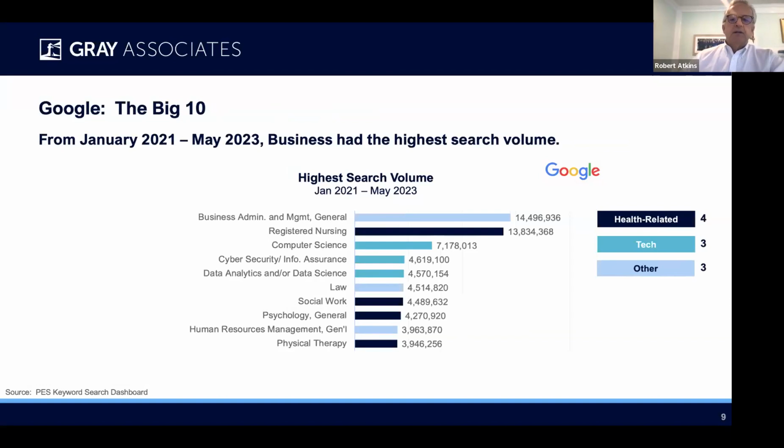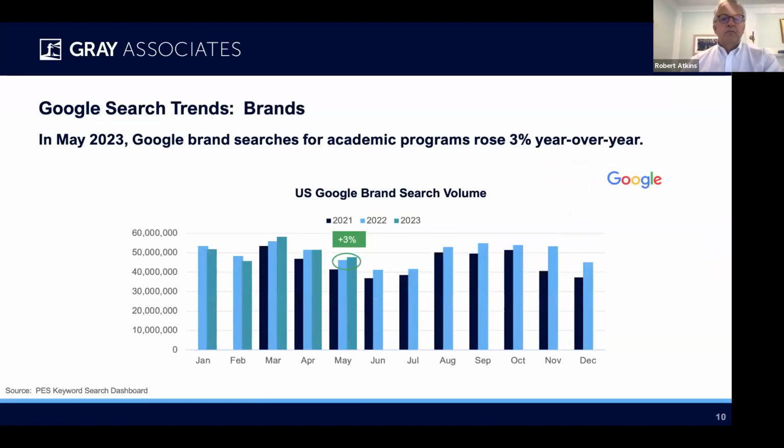The Big 10, as in what are the biggest programs, and now we're talking about just overall highest search volume. Let's start with health. Registered nursing, social work, psychology, and physical therapy all make the top 10. And then it's really a range of other things. We've got some tech: computer science, cybersecurity, and data analytics. And then just a variety of things: business, law, and human resources, all making the top 10 in terms of search volume.